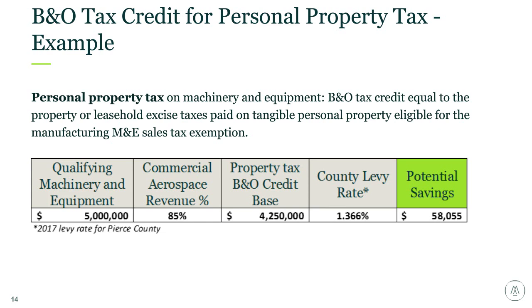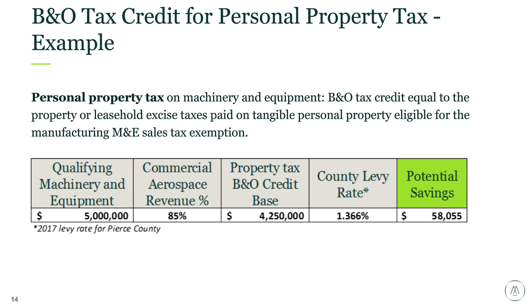All right, so this is, again, the personal property tax side, and this is just assuming that you have $5 million of machinery and equipment. So these are fixed assets used directly in the manufacturing process more than 50% of the time, that have a useful life of more than 1 year. We'll assume also that the commercial aerospace revenue was 85%. And that means that 85% of your revenue was reported under the preferential B&O tax rate for aerospace, as opposed to the standard B&O tax rate.